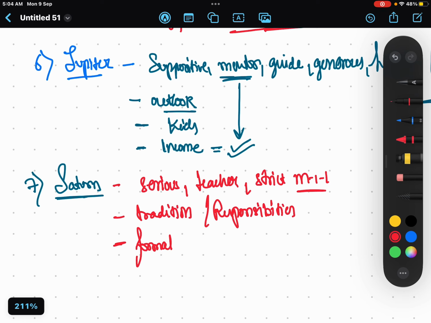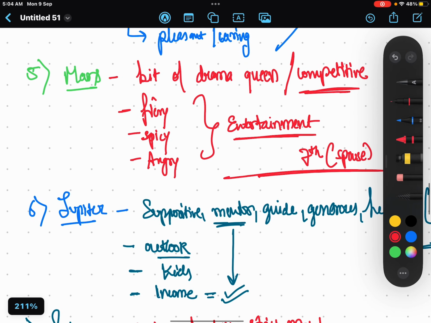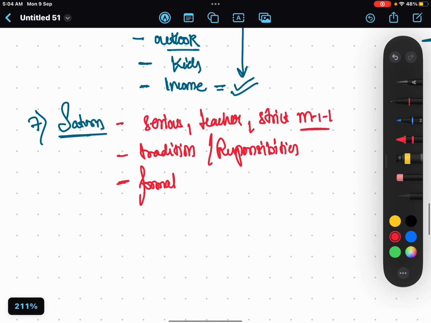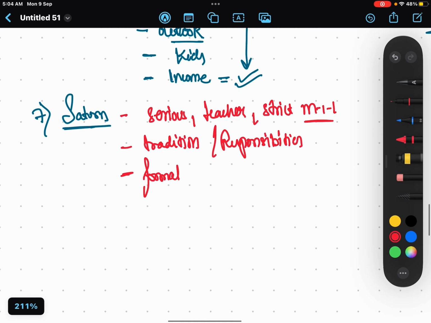But if you try to go near to her, she will start making something which Mars would make, like a drama queen, some drama or spice in your life. But she will have lots of wisdom, knowledge, and good patience too.